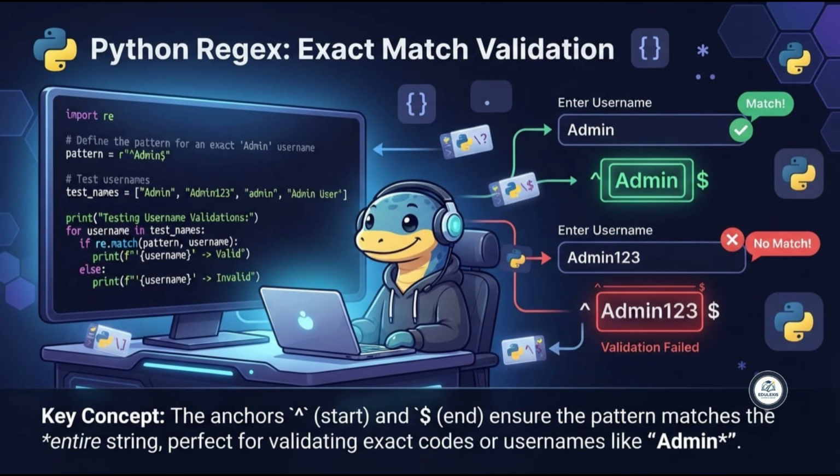If our pattern is caret admin dollar, it means the text must start with admin and end with admin, meaning it must be exactly the word admin and nothing else. If a user inputs admin123, this pattern validation fails completely. This behavior is incredibly useful when building system logins, where exact username phrases or structural codes are strictly required.